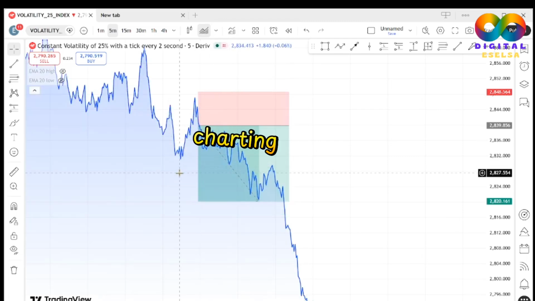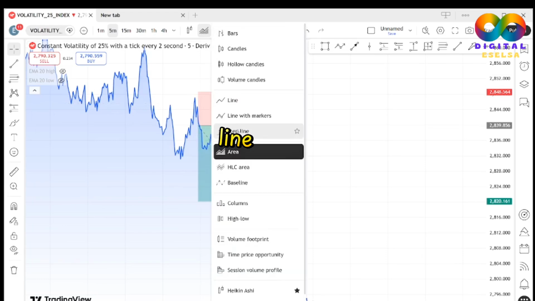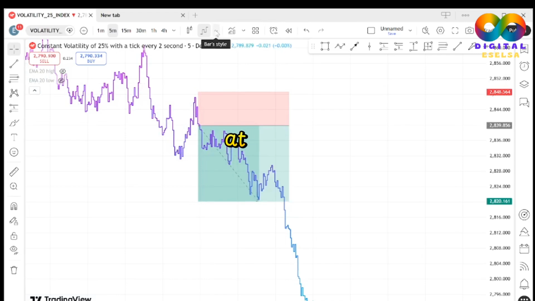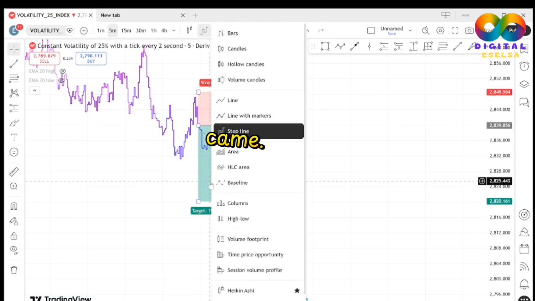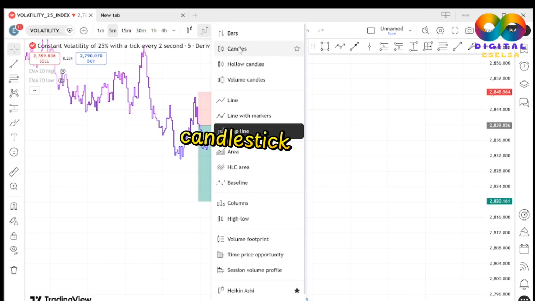This is a different charting method. There is another one here, a whole lot of them, step line chart and all the rest. So at the end, we retail traders came to the conclusion that we are going to be doing our analysis using the candlestick chart.